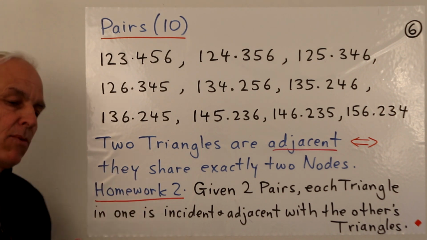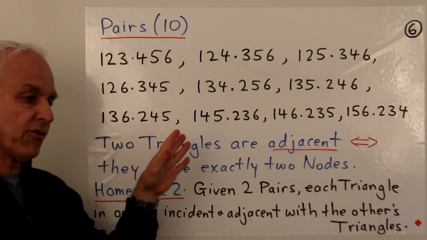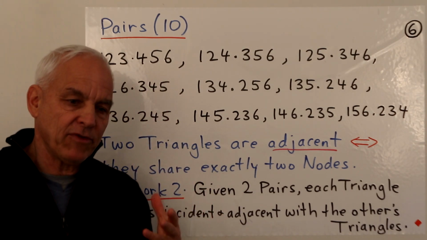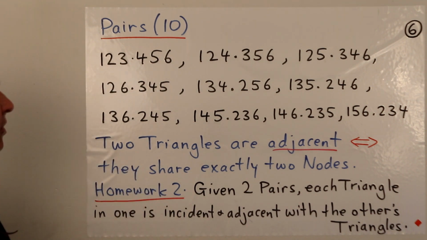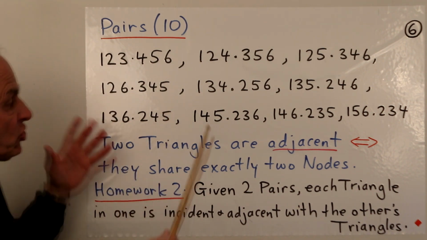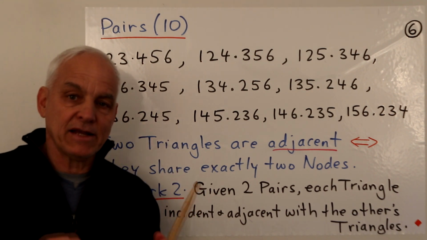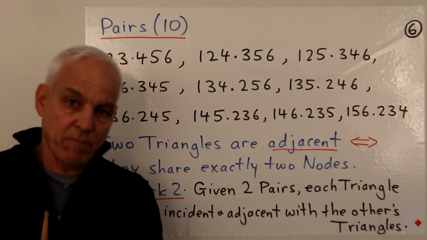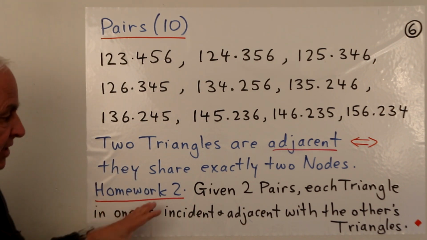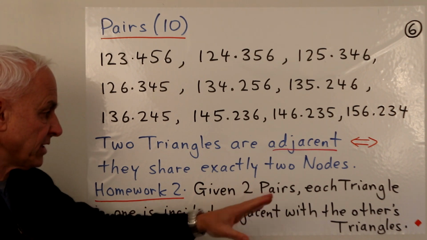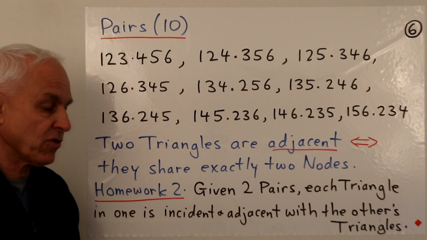Now for your homework, I want you to investigate the story with pairs. The story with pairs is in some sense more attractive than it is with triangles, because it turns out that any 2 of these pairs are related in exactly the same way as any other pair of pairs. Okay, so what's the homework? Show the following. So here's a statement. Given 2 pairs, each triangle in one is incident and adjacent with the other's triangles.